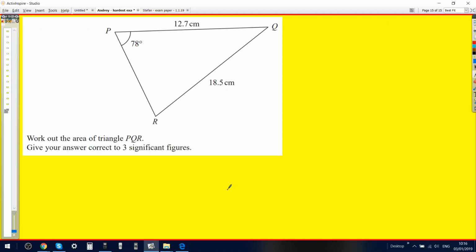Trigonometry in general just means triangles. So you can't use SOHCAHTOA because it's not a right angle triangle. And you can't use the cosine rule because it's not the angle between. So how would you go about this? The area of the triangle.